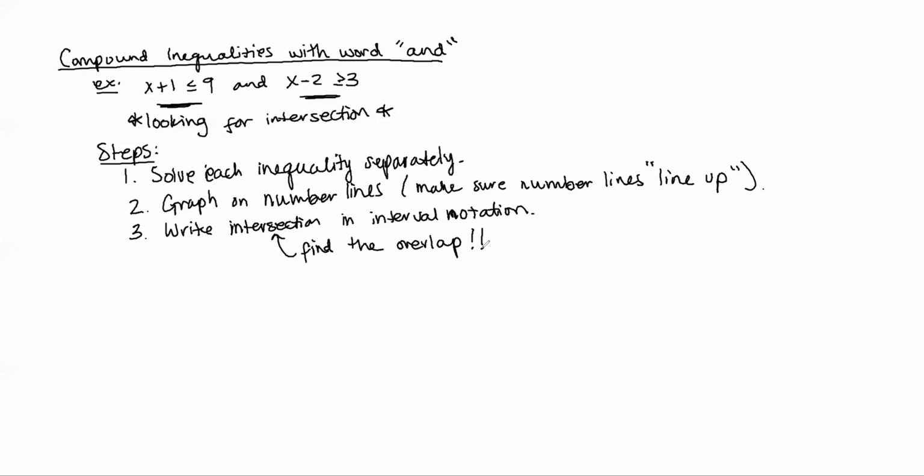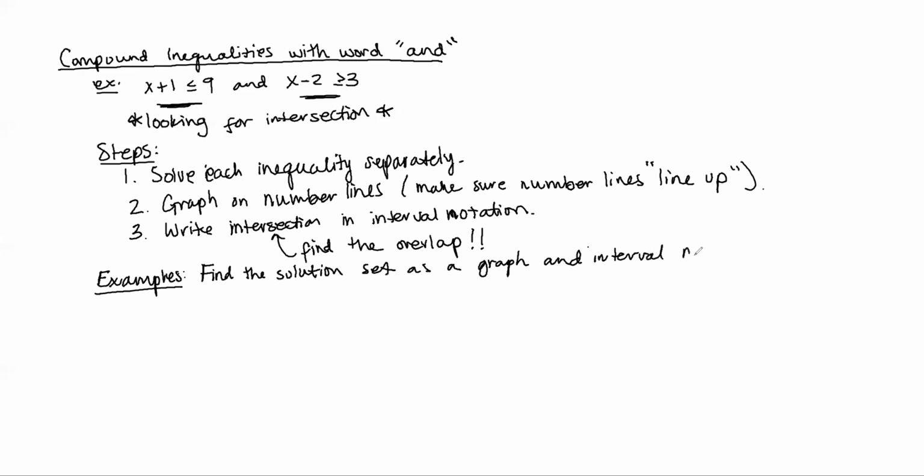Okay, let's go ahead and look at a few examples. We're going to find the solution set as a graph and interval notation. Sometimes you'll just be finding the solution set, which just means the interval notation. Sometimes they'll also want you to give the graph, which is most of the time. We're going to be doing that on all of these anyway.